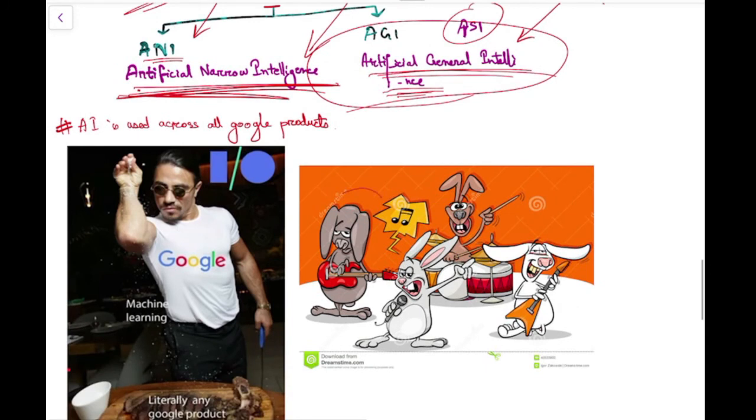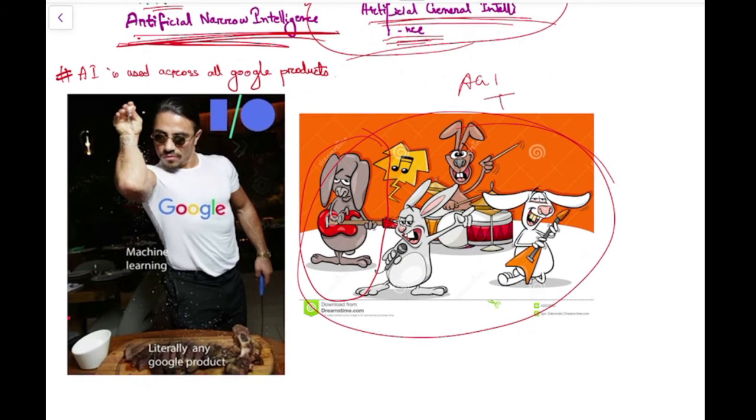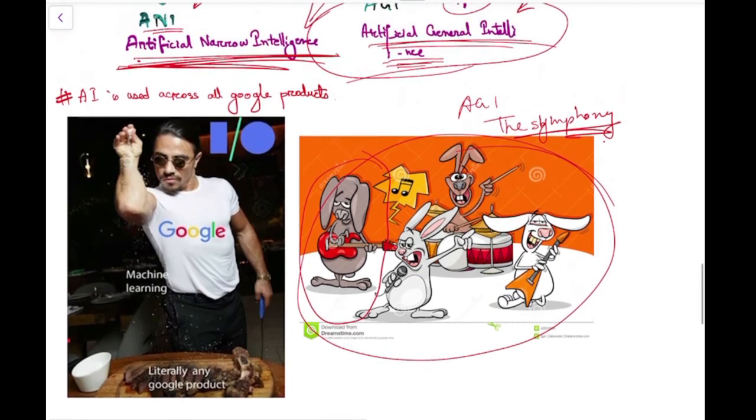So if artificial narrow intelligence is this, the entire band is known as artificial general intelligence, all right? AGI. So the entire symphony is known as artificial general intelligence, all right? Every other company is trying to achieve this kind of intelligence, and in the near future this kind of intelligence will exist, all right?